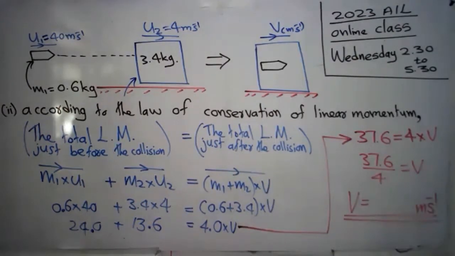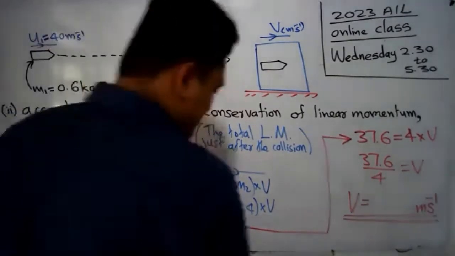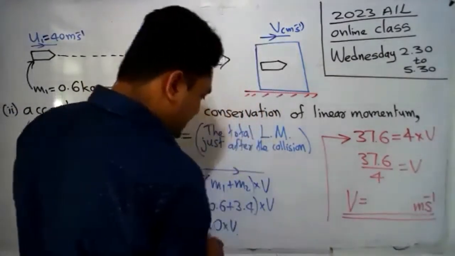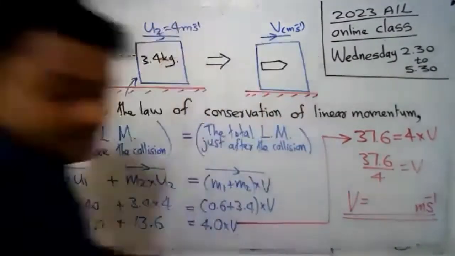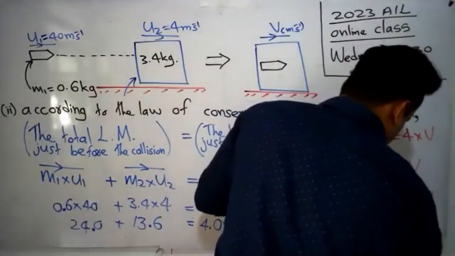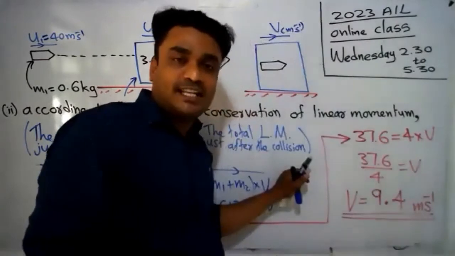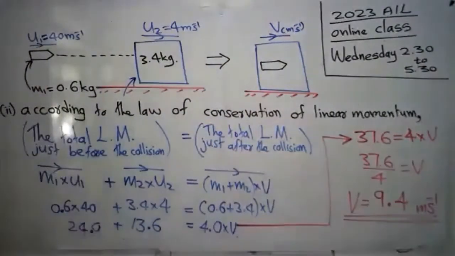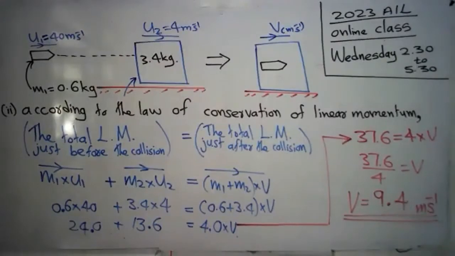If you divide 37.6 by 4, you get the answer as 9.4. What's the answer here? You will get the final answer as 9.4 meter per second. Who got this answer? Isune, Ishane, Hanarume, Yashodhara, Shifa, Shafne, Umesha. Very good.